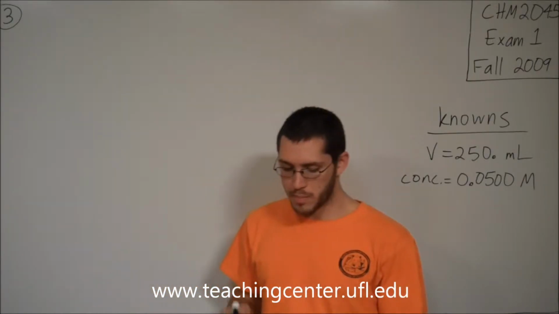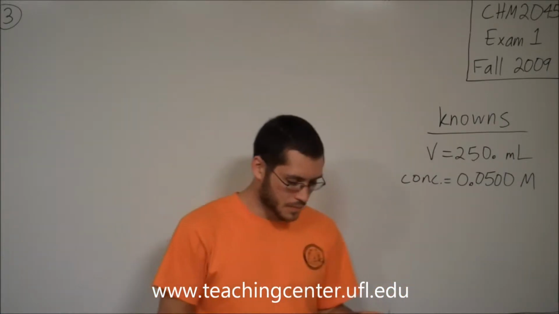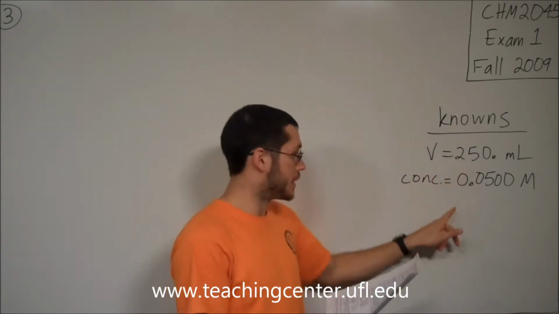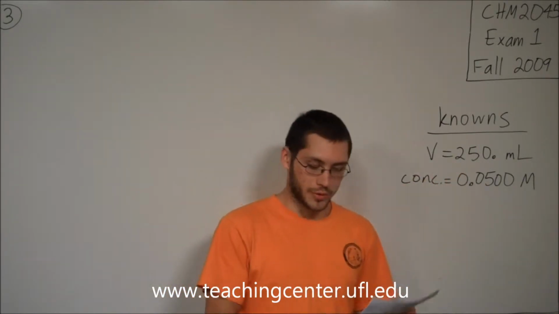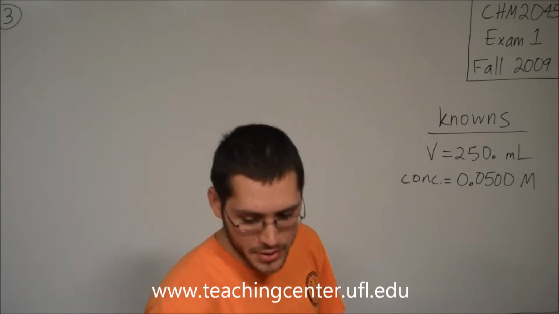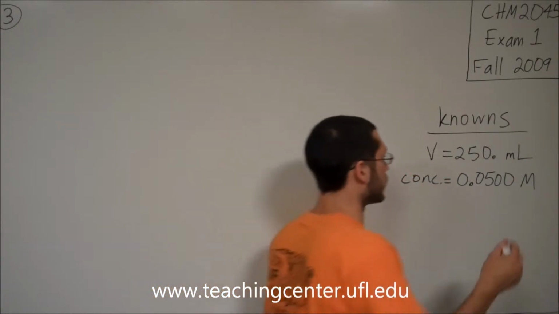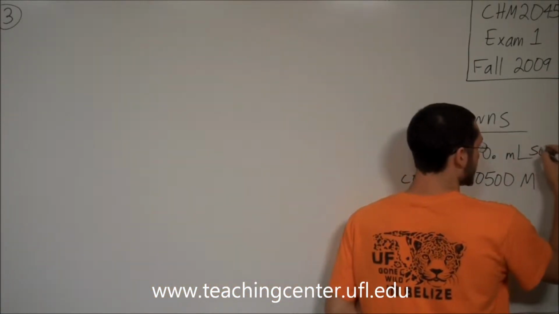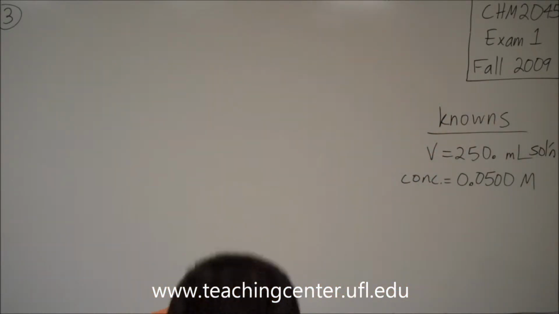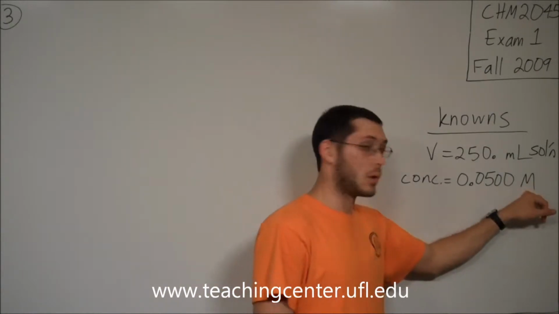Number 3 says, what mass of oxalic acid, H2C2O4, is required to make 250 mL of a 0.05 molar solution? Alright, we're looking for the mass of oxalic acid, and we're given the volume of solution. That's important. Of solution. And what molarity is the solution? It's supposed to be 0.05 molar.